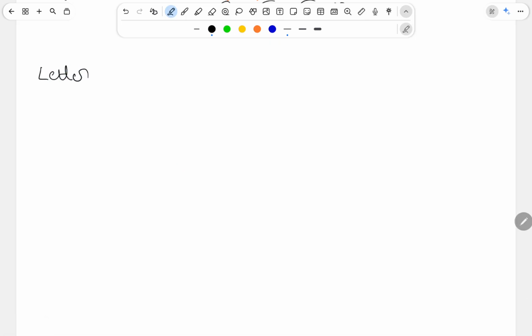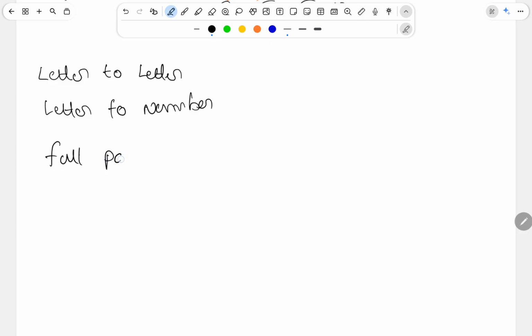Letter to, don't again call it direct coding. Direct coding we have seen, but now it is completely different. Letter to letter, or letter to number. So first we'll go with full pair.